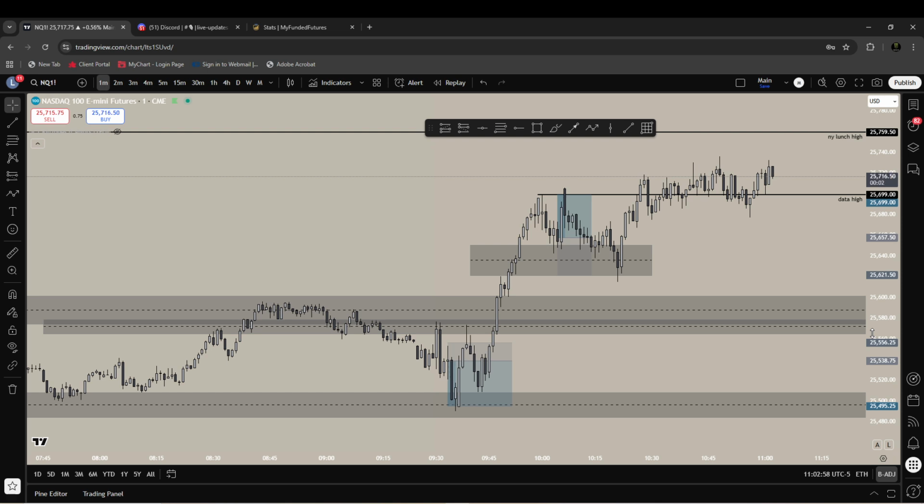Pretty happy with it. Again, shorts open off the manipulation, targeting that 1 hour gap below, and then 5 minute continuation up to the data highs for the win. So pretty good. Happy with these trades overall.